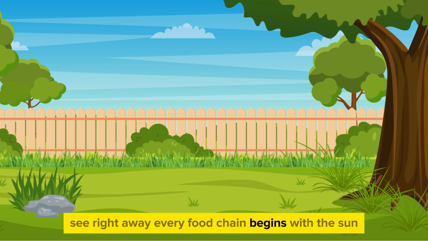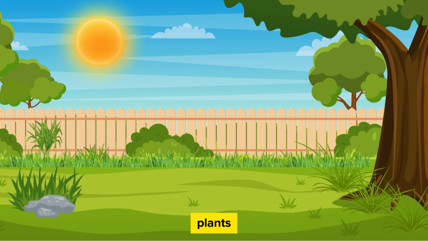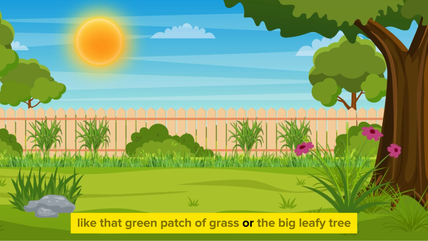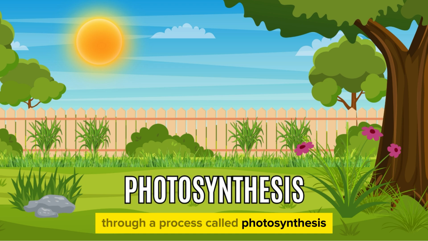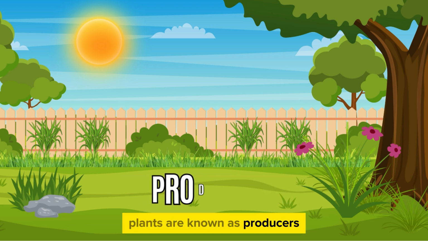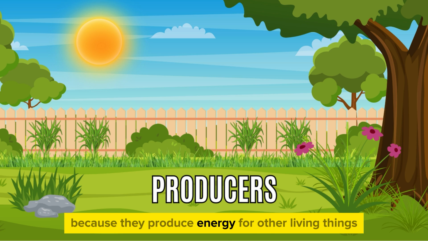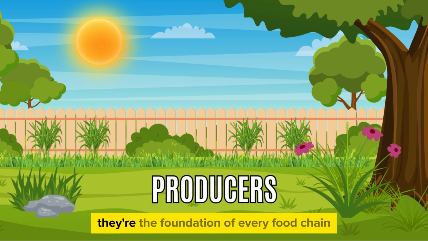Every food chain begins with the sun. Plants, like that green patch of grass or the big leafy tree, capture sunlight and turn it into energy through a process called photosynthesis. Plants are known as producers because they produce energy for other living things. They're the foundation of every food chain.